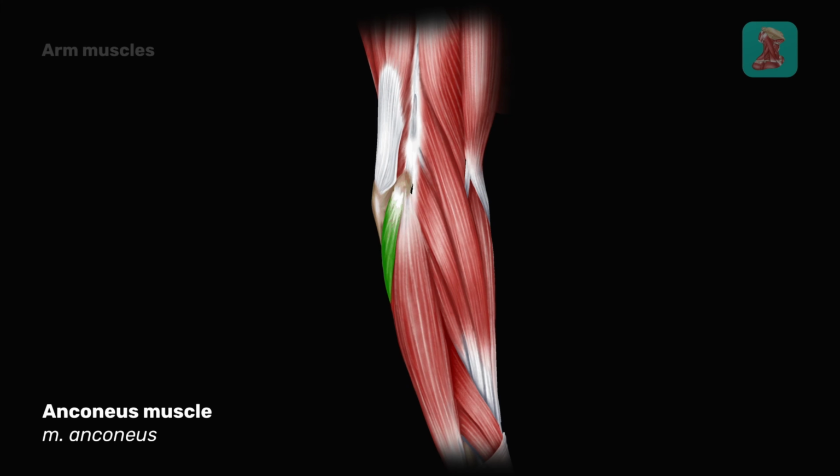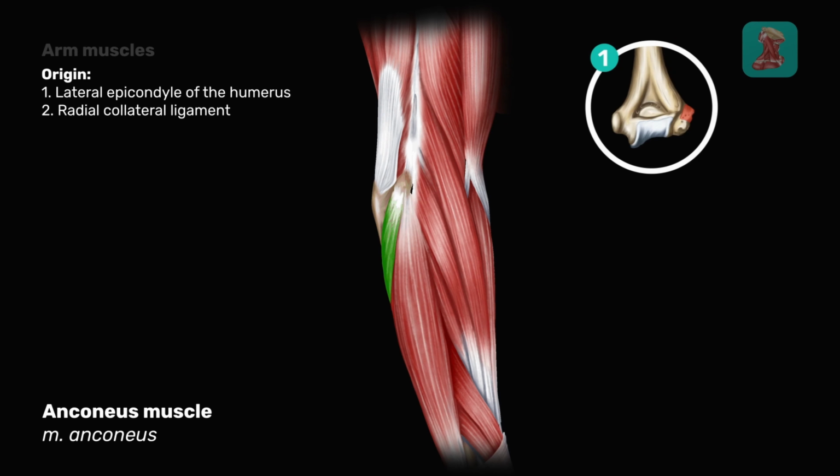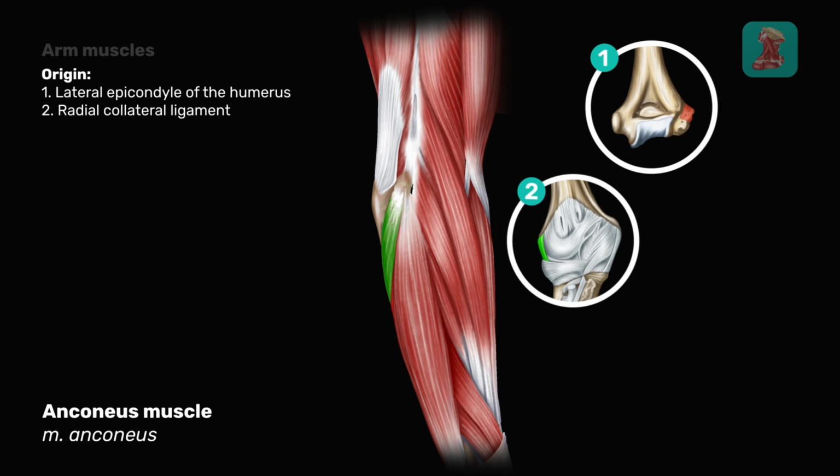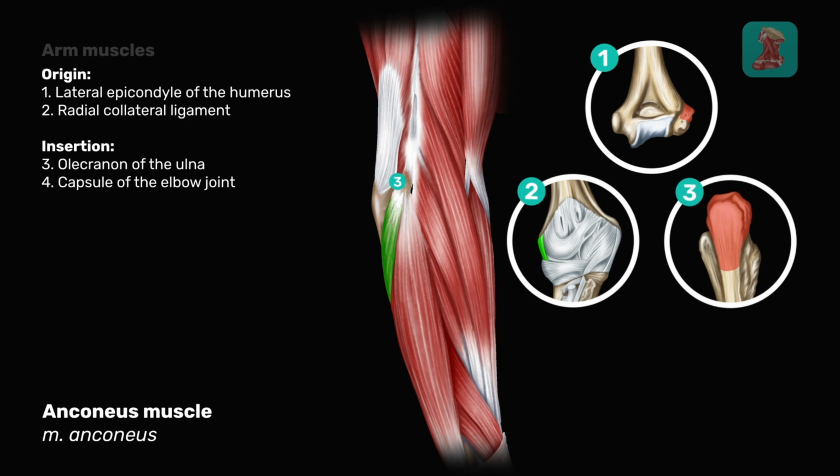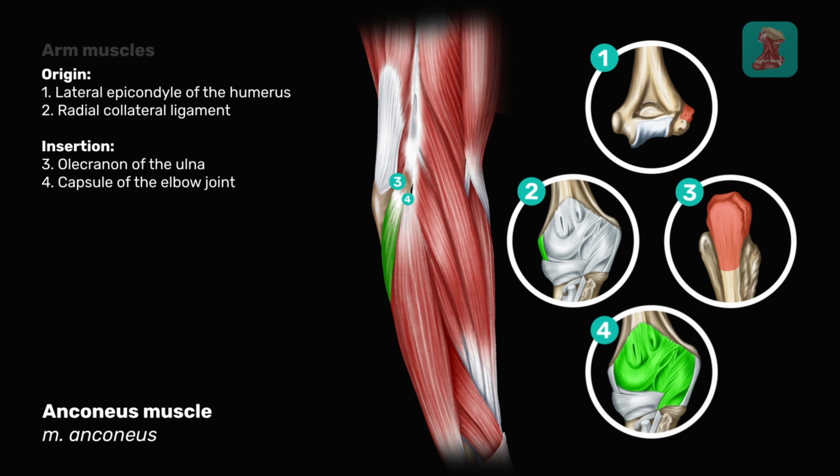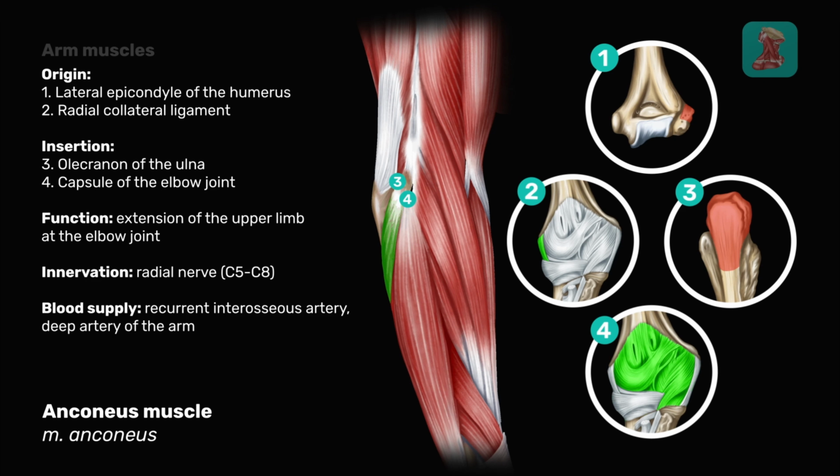The anconeus muscle originates from the lateral epicondyle of the humerus and the radial collateral ligament. Inserts into the olecranon of the ulna and the capsule of the elbow joint. Function: extension of the upper limb at the elbow joint. The following structures innervate the muscle and supply it with blood.